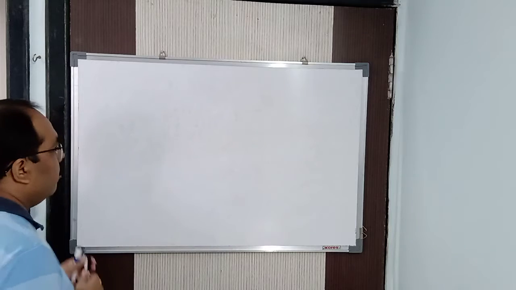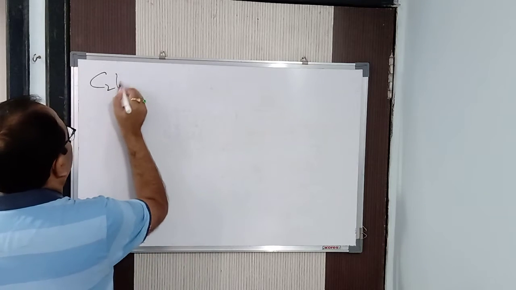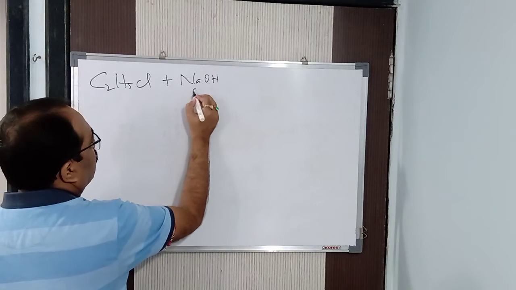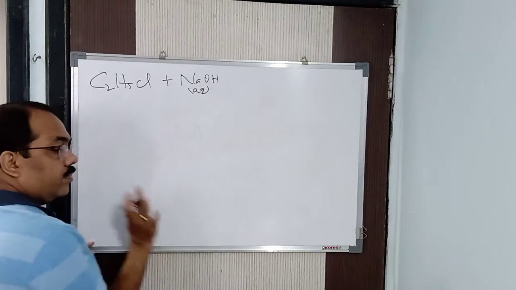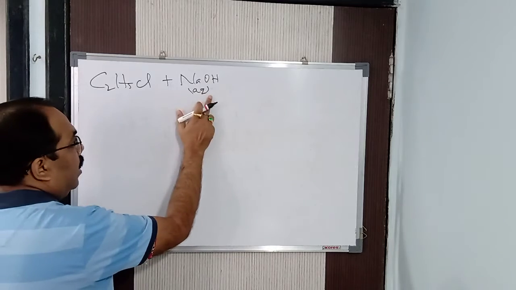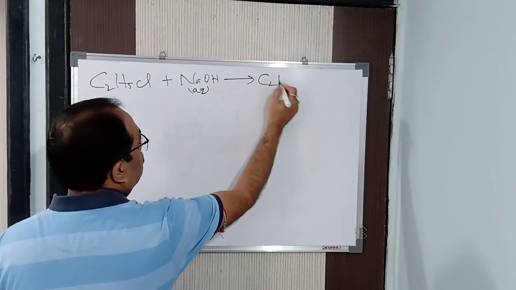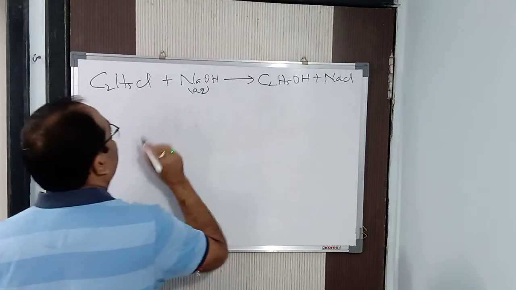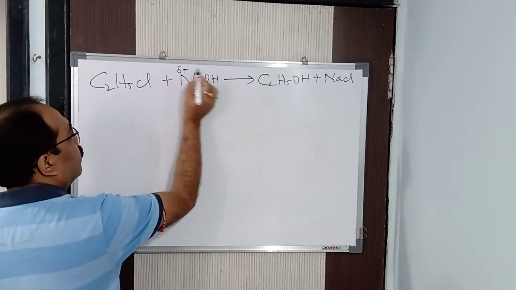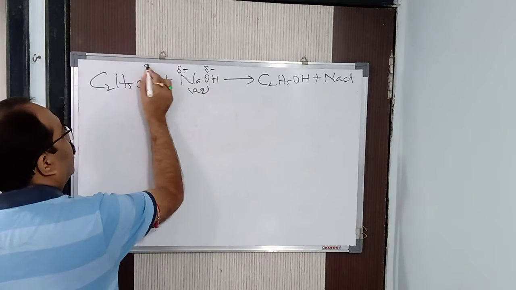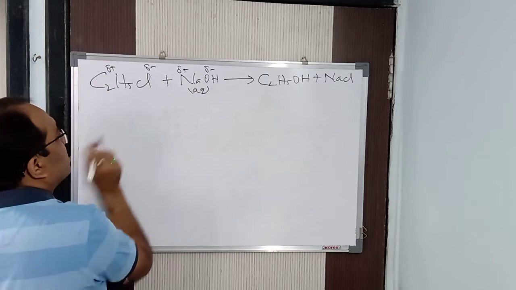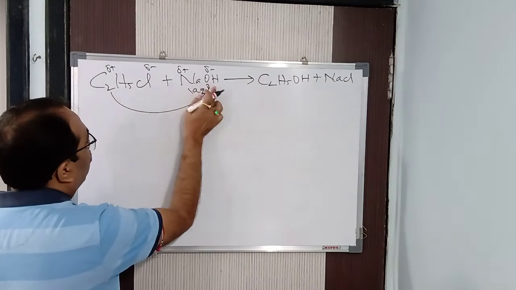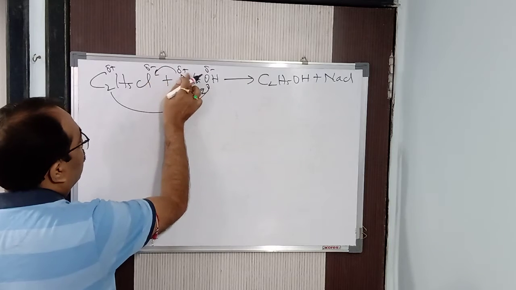So, we can prepare it from alkyl halide. For example, let us say C2H5Cl plus NaOH aqueous, either NaOH or KOH, anything you can take. C2H5Cl plus aqueous NaOH, what will it be? It will be C2H5OH plus NaCl. Now why is it so? Because you know sodium is positive and OH is negative. Similarly, Cl is negative and carbon is positive. So this positive goes with this negative. See here, C2H5 goes with OH, positive, negative. And Na plus goes with Cl minus.